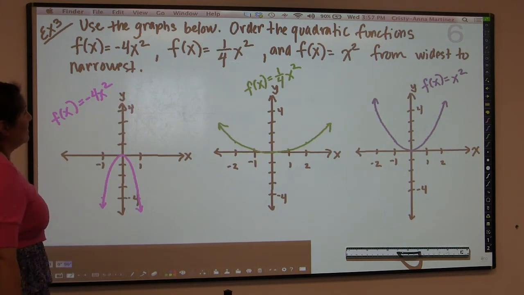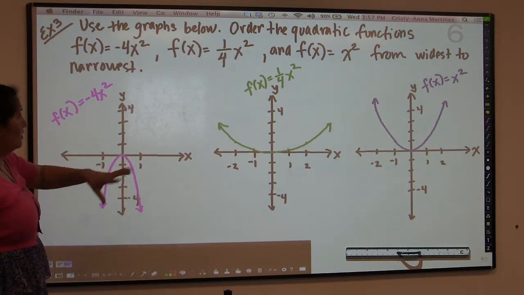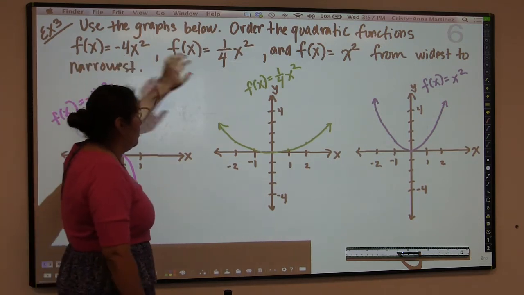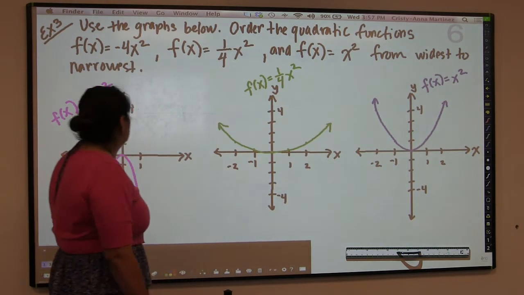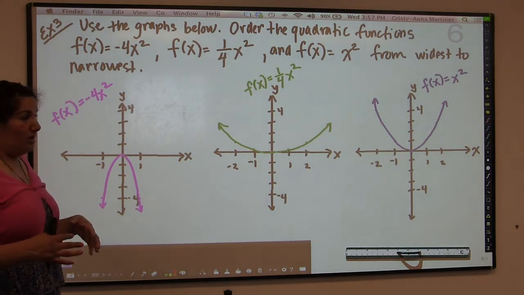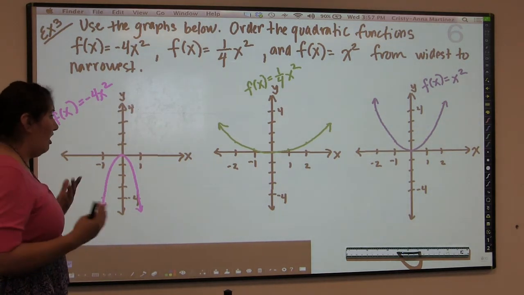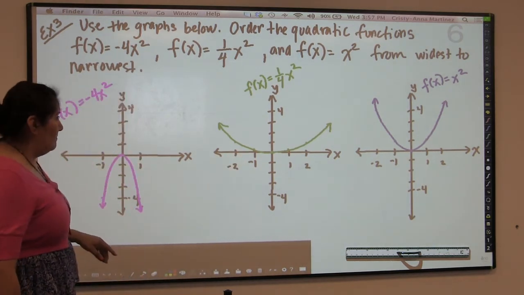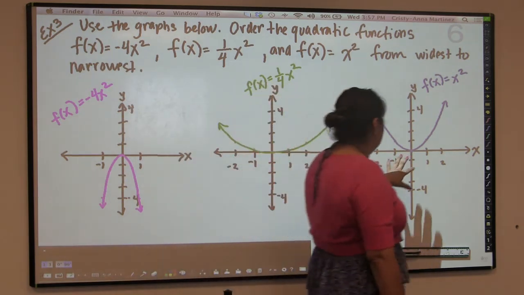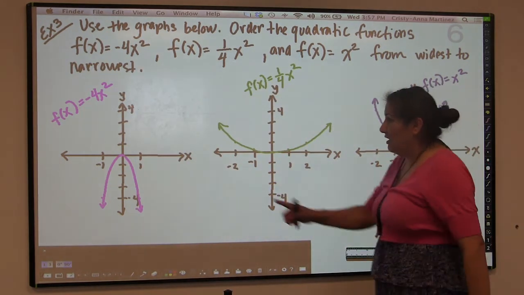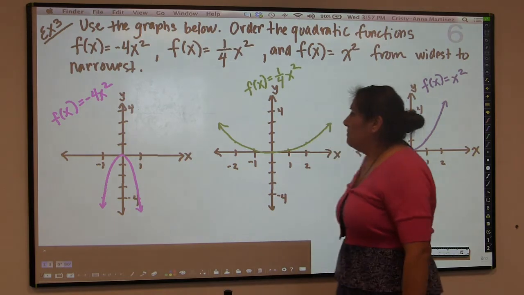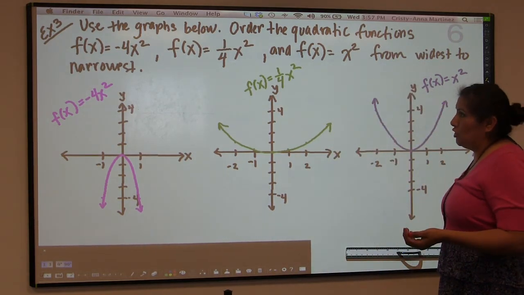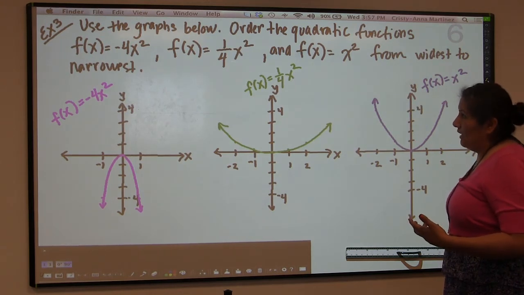Again, it's asking me to use these graphs, so I'm going to provide you with the graphs. It says order the quadratic functions, and it has 3 quadratic functions, -4x squared, 1/4 x squared, and x squared, from widest to narrowest. Okay, so in the end, they want us to see which one's the widest and which one's the narrowest. Now, obviously, you can probably tell that this is the widest, and then second widest is probably going to be this guy right here. And the skinniest or the narrowest is probably that one right there. Okay? But before we get to that, I just want to use this example to tell you a little bit about how I know that, okay?